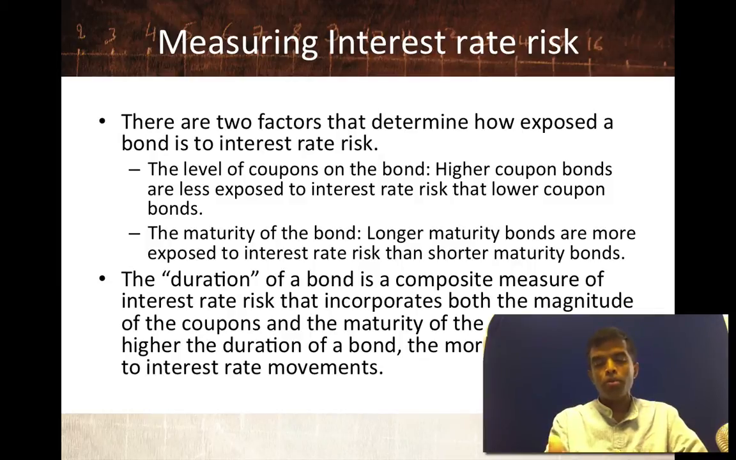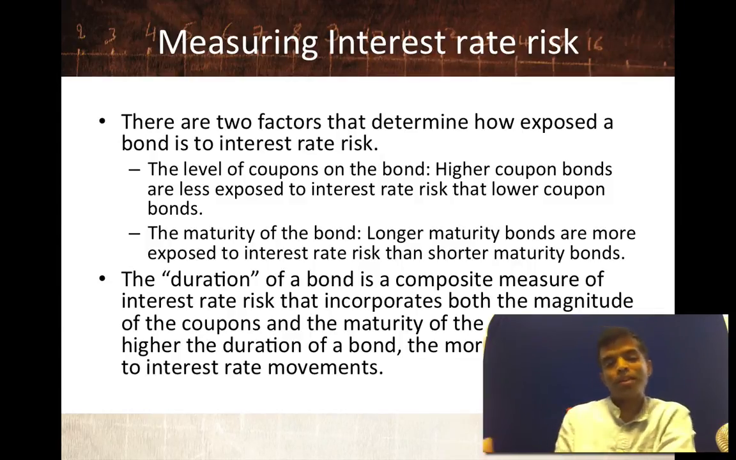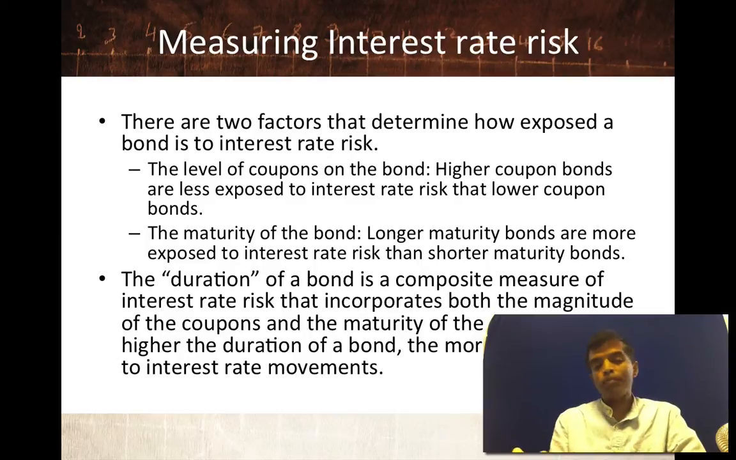The more you get in coupons, the more cash flows you collect early on the bond, and the less you worry about the $1,000 at the end, because it's a lesser proportion of the overall cash flows. So the level of coupons matters. Second, the maturity of the bond matters. The longer the maturity of the bond, so if you have a 30-year bond instead of a 10-year bond, the more sensitive it is going to be to interest rate changes.